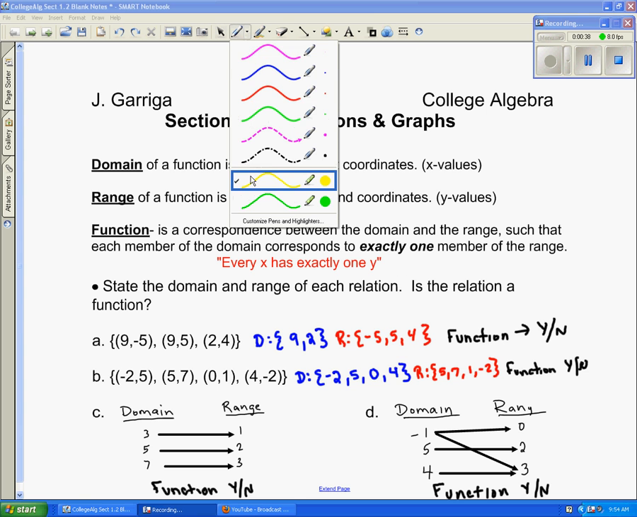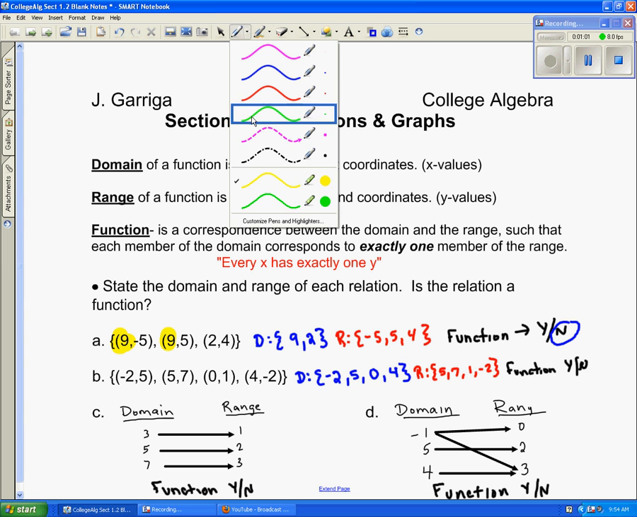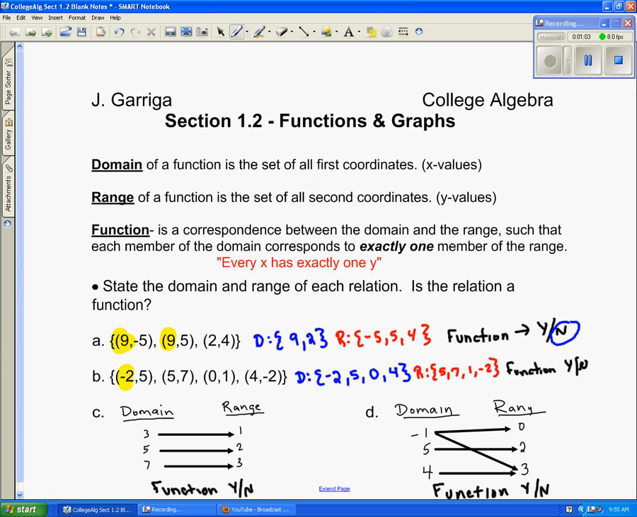So when we want to look at our x values, right here we have 9 and 9. This x value repeats, therefore every x doesn't have exactly one y to go with it, because this x value has a negative 5 and it also has a positive 5, therefore this one is not a function. The next problem, B, we're going to look at our x values and we see that negative 2, 5, 0, and 4, none of the x values repeat, therefore this is a function. Every x has exactly one y.